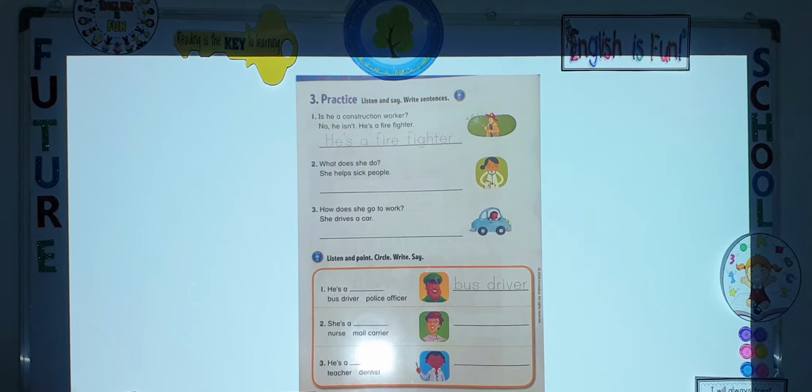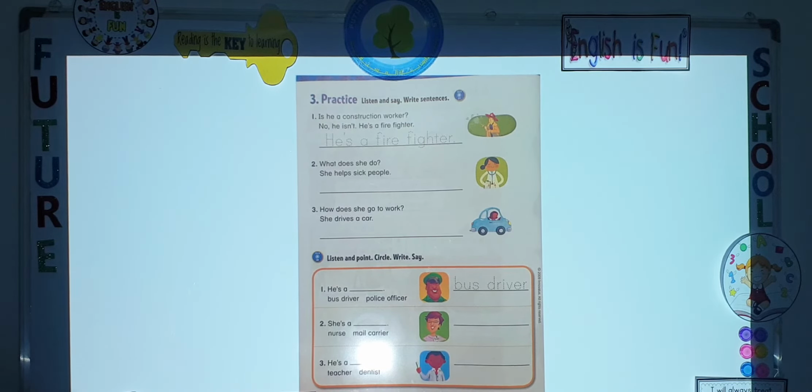Number 1. Is he a construction worker? No, he isn't. He's a firefighter. Did you listen carefully to the question and the answer? Now, the first question is a yes or no question. We are asking about the picture. We're asking if he is a construction worker or not. Okay? So the question is, is he a construction worker? No, he isn't. He is a firefighter. Now, the picture shows you that this person is a firefighter, not a construction worker.